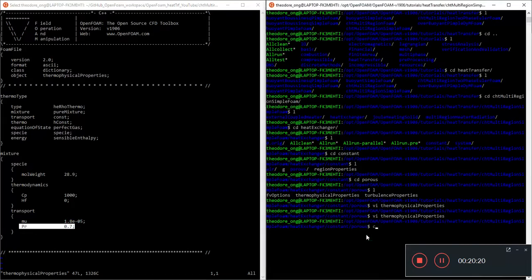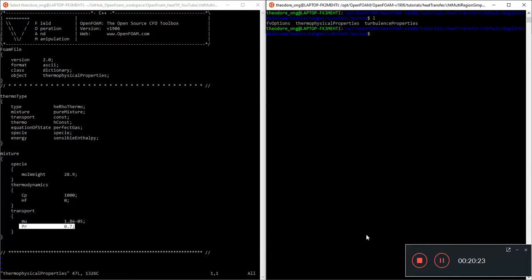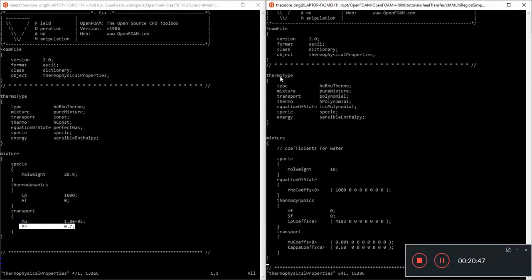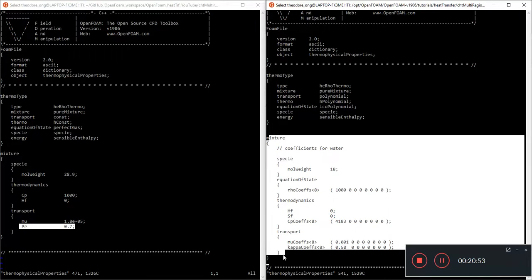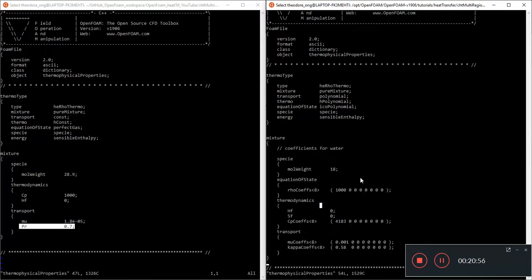Okay, so let's say we don't want all this. We want something more resembling that of oil. So where I would go is to go to heatTransfer, chtMultiRegionFoam, and in heatExchanger, there is a thermophysicalProperties file in constant and porous. We can take a look at the example file here. This thermoType is probably closer to what we want, because here are actually the coefficients for water. The thermoType here is heRhoThermo, pureMixture. The transport is polynomial.